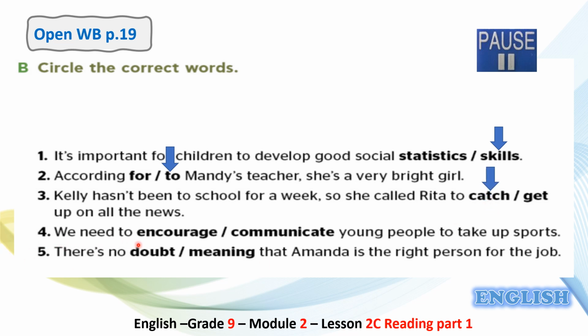4. We need to encourage or we need to communicate young people to take up sports. We need to encourage. 5. There is no doubt or there is no meaning that Amanda is the right person for the job. There is no doubt. Very good. Who got all of them correct?